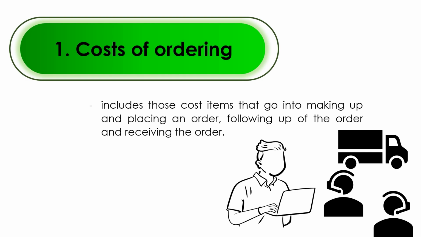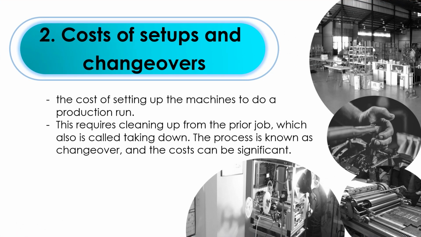Number two is the costs of setups and changeovers. So the cost of setting up the machines to do a production run. This requires cleaning up from the prior job, which is also called taking down. The process is known as changeover and the cost can be significant. Samples of these are the labor cost and the cost of equipment downtime and also any necessary tooling changes. So all costs related to it.